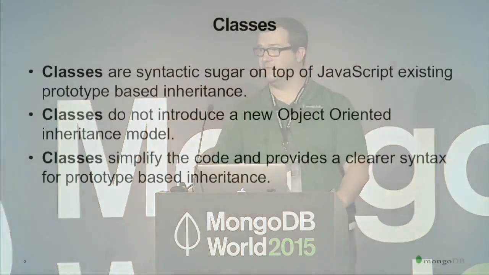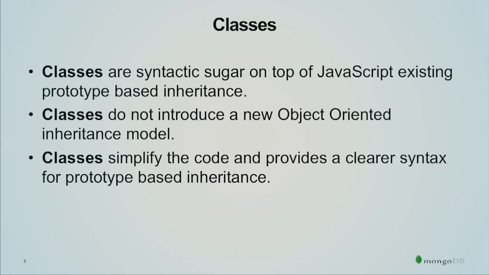Classes are not classes in the context of what you might be used to from other object-oriented languages. They're more of a syntactic sugar that lives on top of the existing prototype model of JavaScript. It doesn't introduce any new object-oriented concepts. So the inheritance model is exactly the same as prototypes. But it takes some of those core concepts that people are doing again and again and simplifies it into a set of language features.